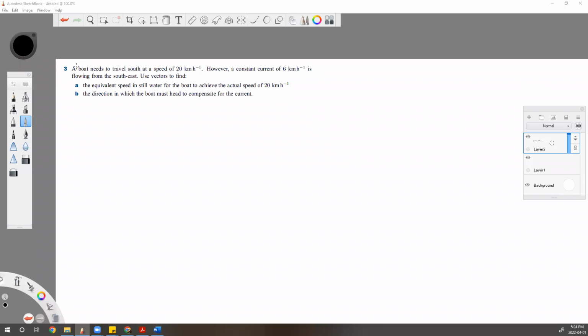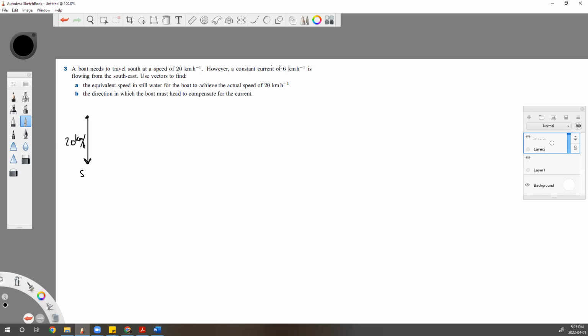Okay, so for number 3, this is for exercise 11F. A boat needs to travel south at a speed of 20 kilometers per hour. So this is south, right? And then the speed is 20 kilometer over hour. I don't use the unit, but if you want to write the unit, it's okay. For the sake of understanding, this is south, right? This is the boat travels south.